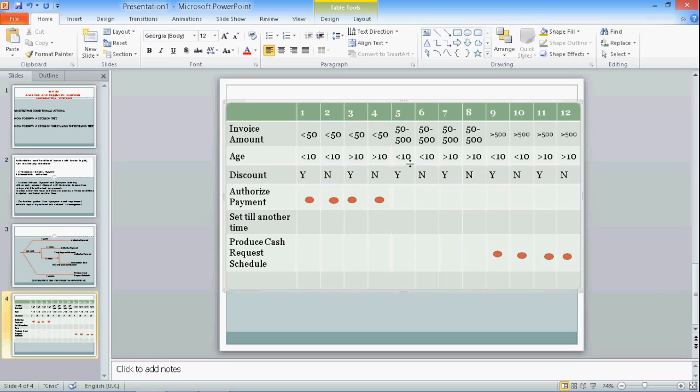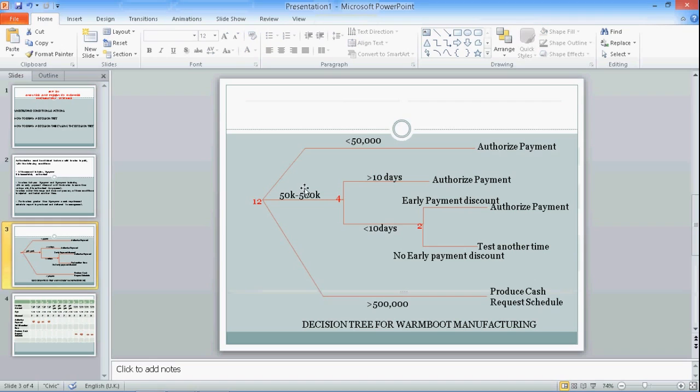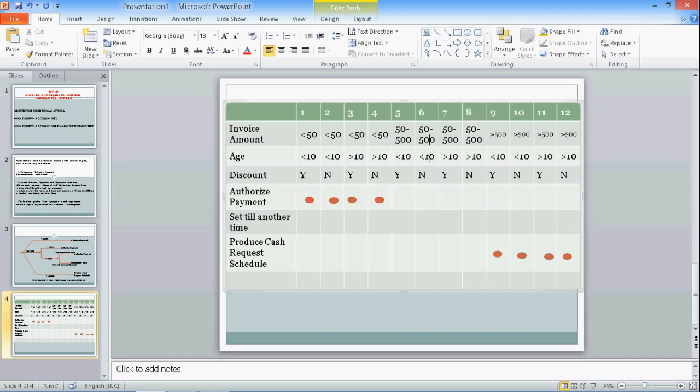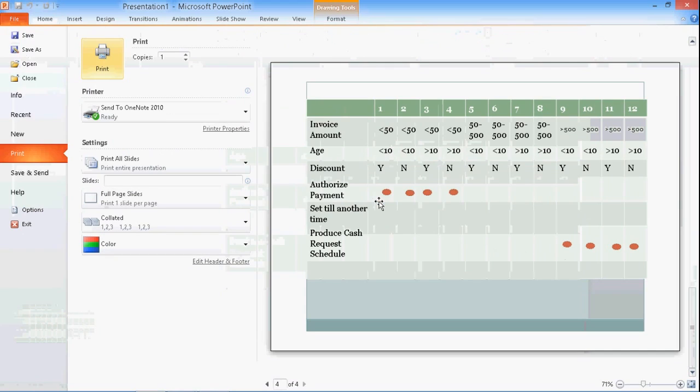So the first condition here is between this range. We now say greater than 10 days, authorize payment. So once it is within this range of 50,000 and 500,000, and it is greater than 10 days, we authorize payment. We don't test for discount. Less than 10 days is not what we are looking for. Greater than 10 days is between this range, so what do we do? We authorize payment. Very good.